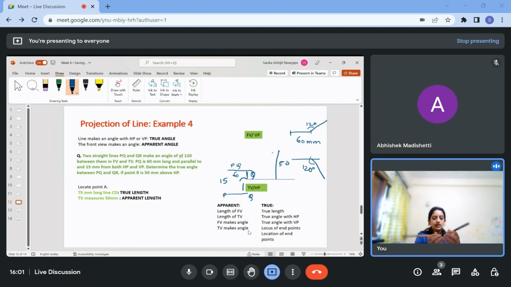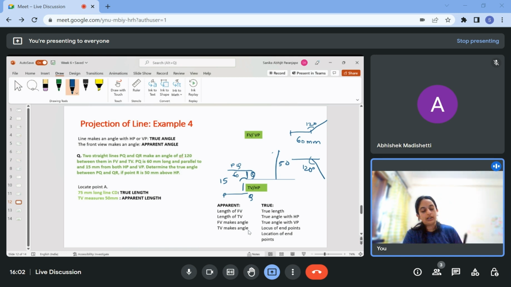So now what they're saying is we have some lines which are inclined somehow. The projection of this line in front view shows that it has 120 angle and the projection in top view says that it has angle 120, but that is not the actual angle, so that is what they are asking you to find. Now you see the actual angle only in the plane which will pass through both of these lines.